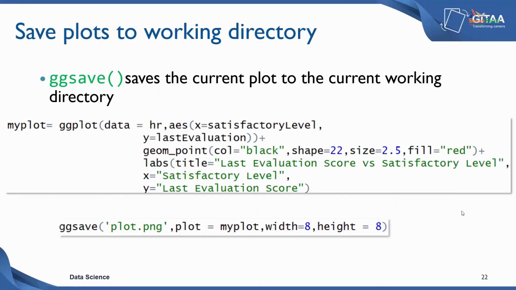So now let's see how to save this plot to the current working directory. Now to save this plot to our current working directory, I am going to use the function ggsave. So you can save all the layers right from ggplot to geom_point to mentioning the title and x and y labels.